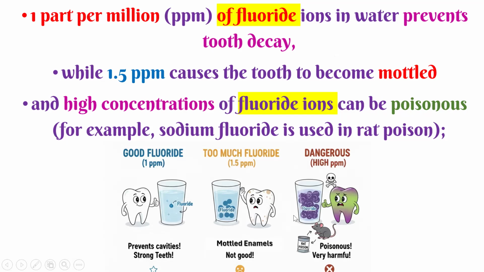Next is high concentration, even higher ppm. What happens? It is poisonous. For example, in rat poison, sodium fluoride is there in higher concentration. That is causing the death of the rat. It is even poisonous to us. Okay. So the amount of the component in each gives a special character to that mixture. So there are merits as well as demerits according to the composition of a component in a mixture.